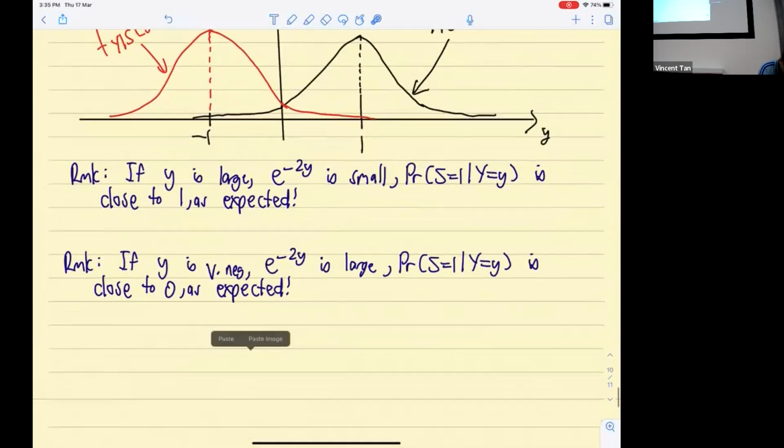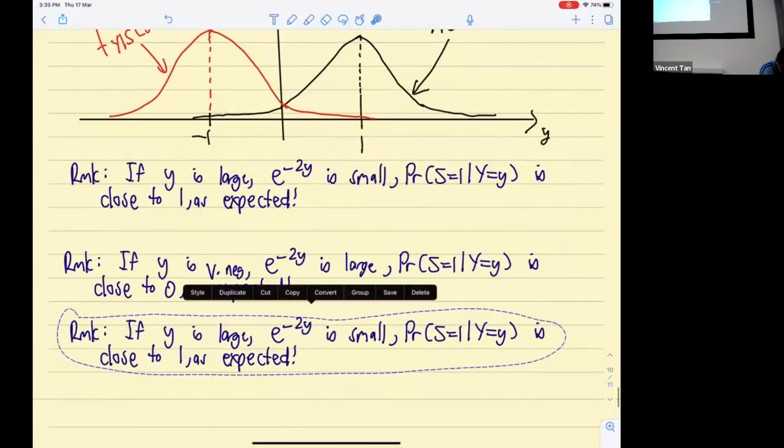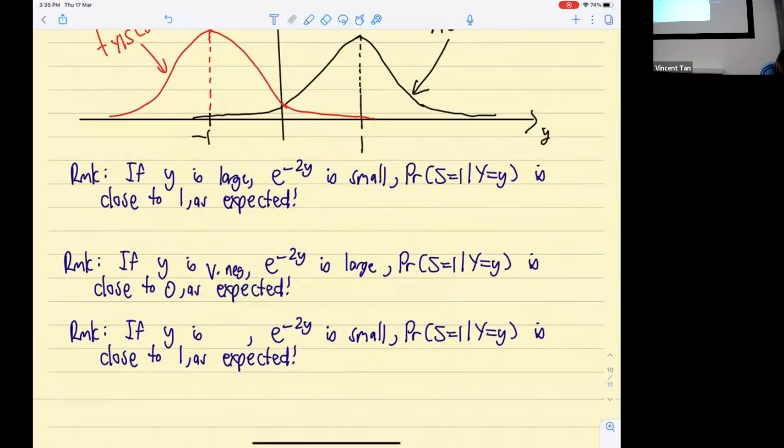Now, the final remark is that if y is close to 0, let's say it's exactly 0, then this guy is 1. e to the power 0, anything is 1. Then the probability S equals 1 given Y equals y is half, as expected. If you are here, right in the middle, the probability that you come from here or the probability that you come from here is half, as symmetry suggests.